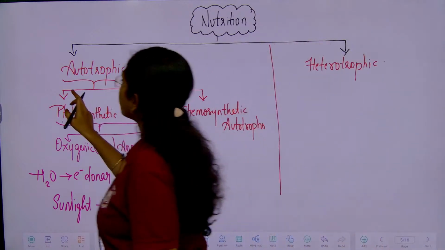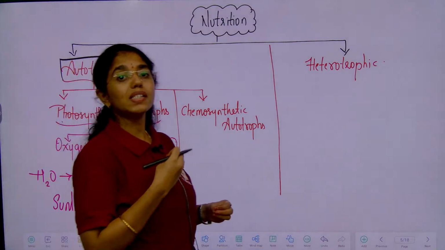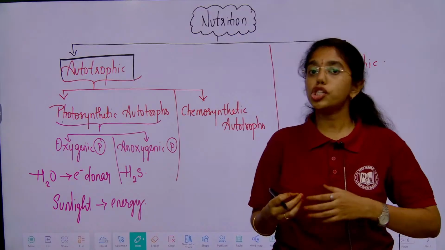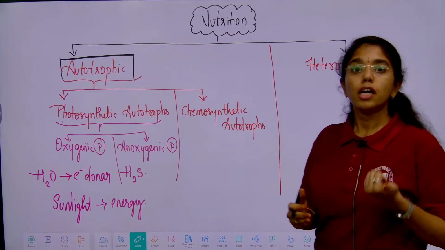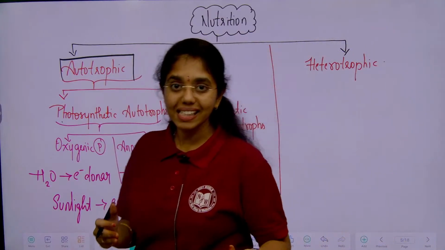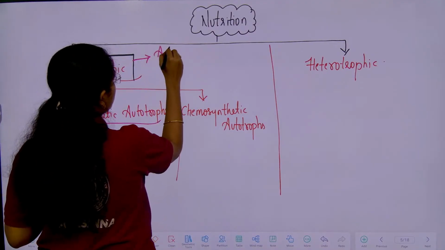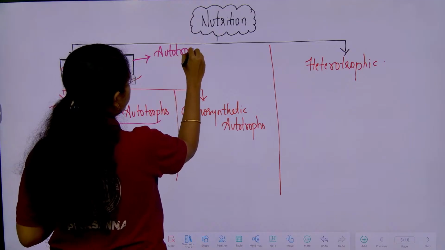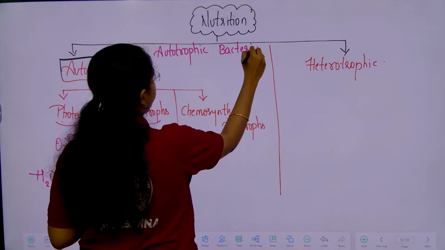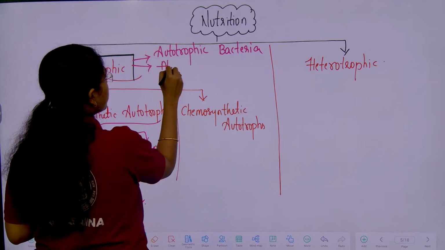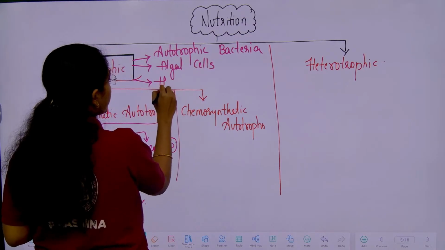What is autotrophic mode of nutrition? Autotrophic mode of nutrition is nothing but preparation or synthesis of food materials which takes place in photosynthetic or chemosynthetic bacteria, small or simple algal cells, and all the higher plants.